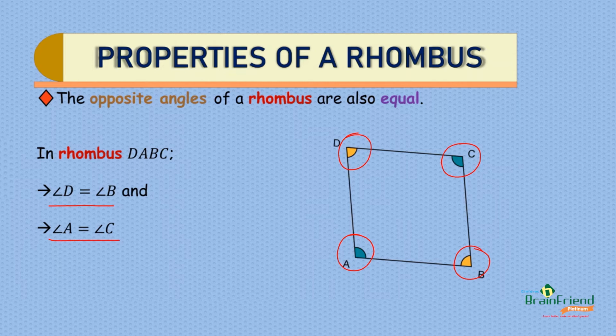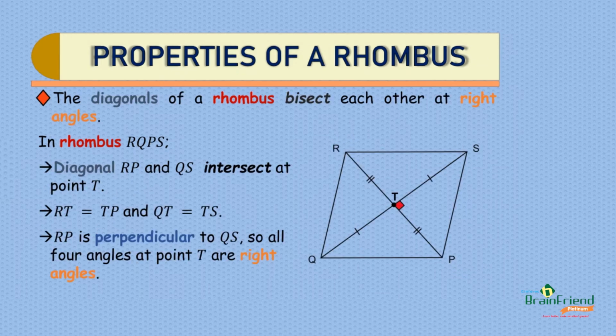And the last property for this class of a rhombus is that the diagonals of a rhombus bisect each other at right angles. Remember, a right angle is 90 degrees. From this diagram, we can see that diagonal RP bisects diagonal QS at a right angle, and they meet at point T. Since they bisect each other, line RT is equal to line TP, and line QT is equal to line TS.